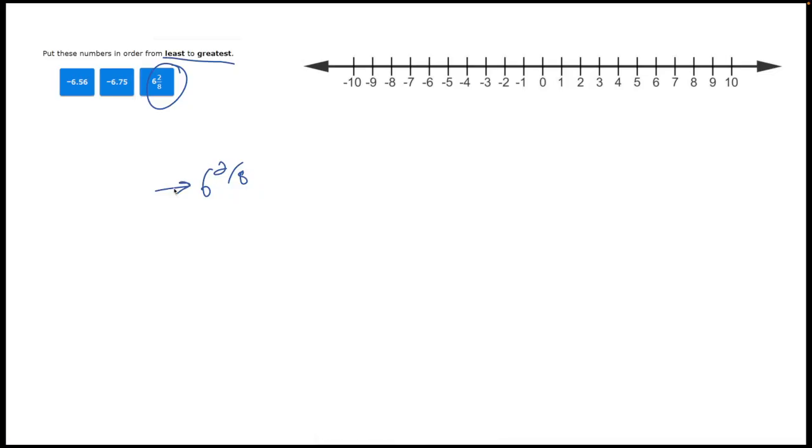Now for the negatives, negative 6.56 would be like, I don't know, somewhere in here. Let's call this negative 6.56. And we use a different color for negative 6.75. So the further left you go, the smaller it is, right? So negative 6.75 is actually smaller than negative 6.56. With negatives, it's basically backwards. So our order then should be, the smallest is negative 6.75, and our next number is negative 6.56. 6 and 2/8 is the biggest.